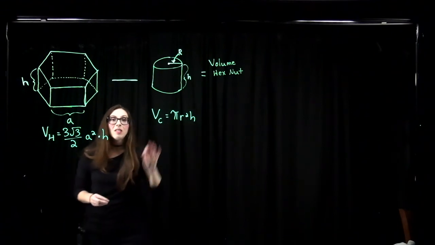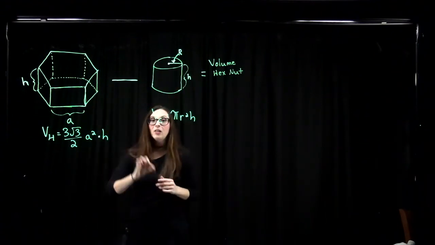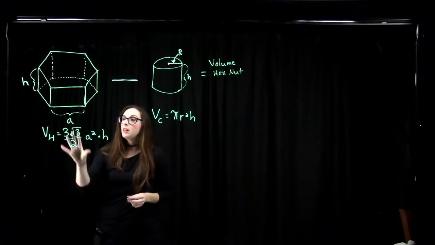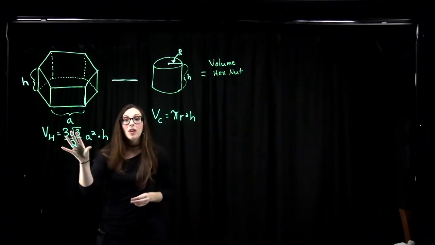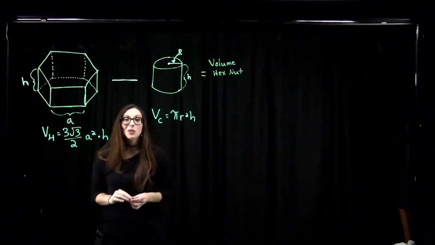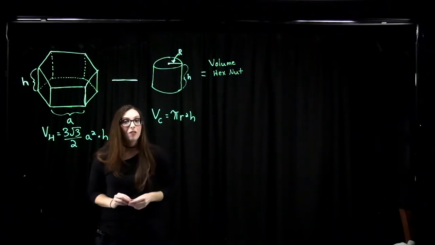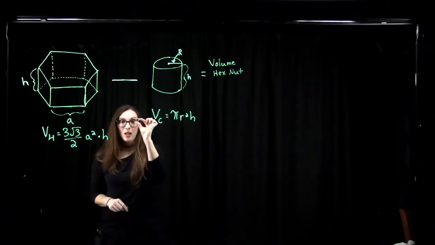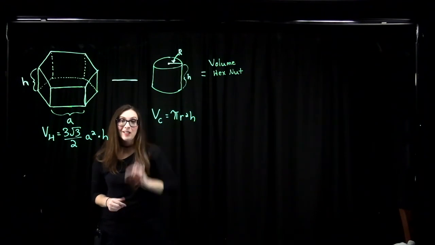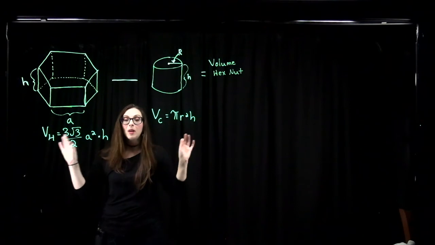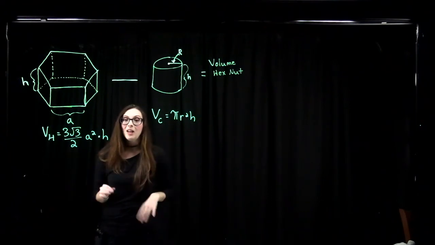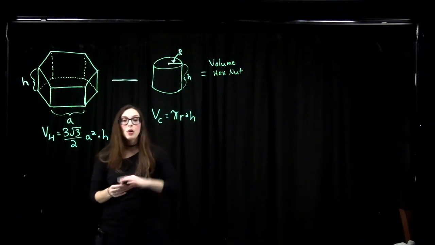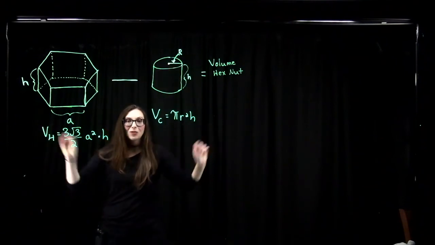So to get the volume of this hexagonal nut, we take the volume of a hexagonal prism and subtract off the volume of a cylinder that represents the hole in the middle of your hex nut. In doing that, we get the volume of our hex nut itself. So we're taking this whole bit, subtracting off the hole in the middle, and that gives us the volume for our hex nut.